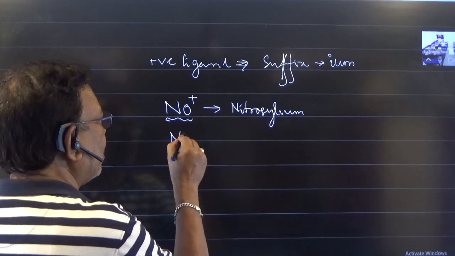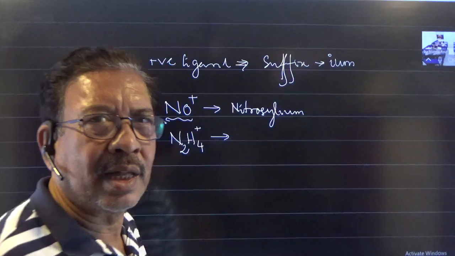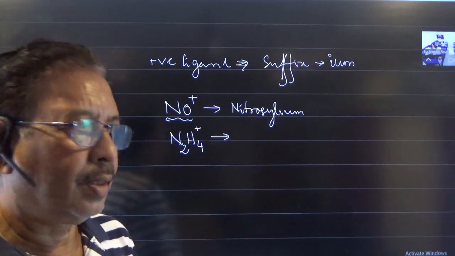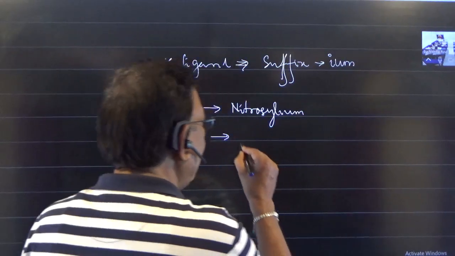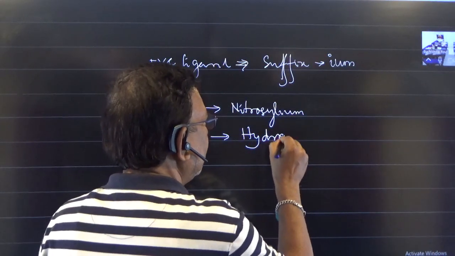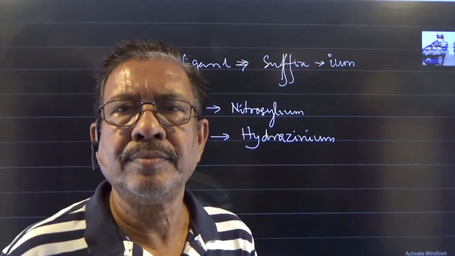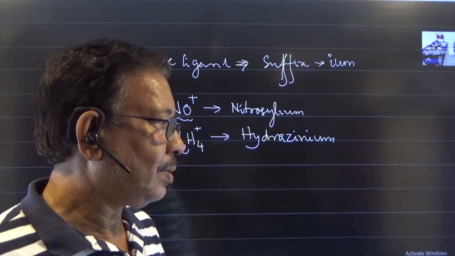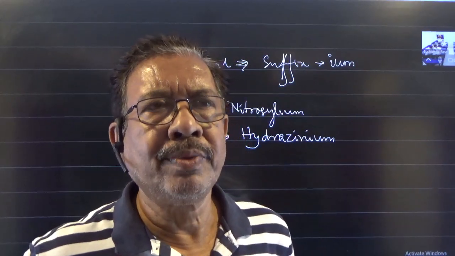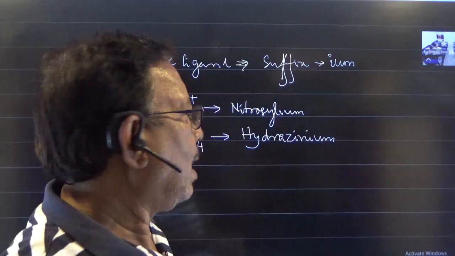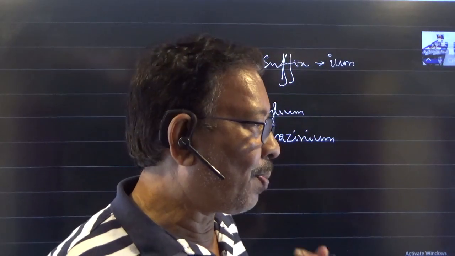And N2H4 plus, so what is the name? Hydrogenium. Just as you say ammonium NH4 plus, H3O plus hydronium, similarly nitrosylium and hydrogenium. You will practice hydrogenium.